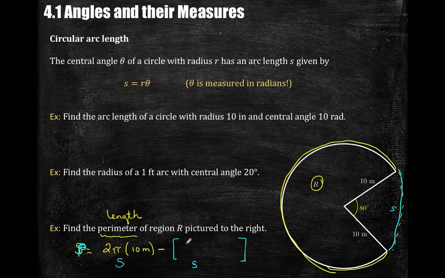Well, little s is the radius times the central angle. But the central angle is in what? I need to multiply by 180 over pi. So I'm going to go up here. So I have 20 pi meters minus, what do I have going on here? Remember, the degrees cancel out. This 0 will cancel out with this 0.